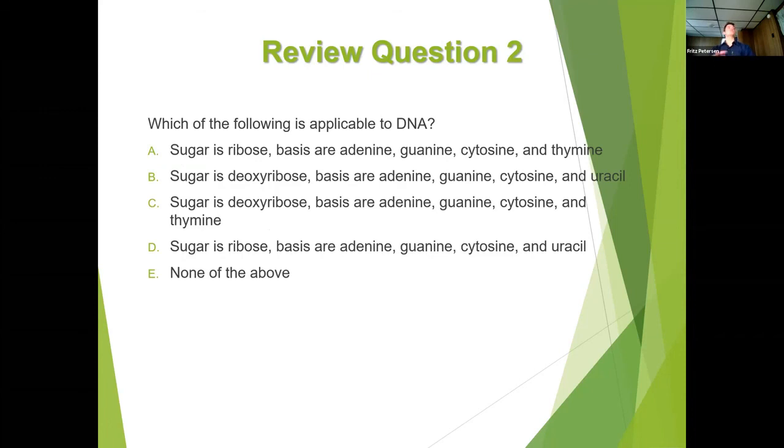Moving on to review question number 2, which of the following is applicable to DNA? A, the sugar is a ribose, the bases are adenine, guanine, cytosine, and thymine. B, the sugar is deoxyribose, the bases are adenine, guanine, cytosine, uracil. C, the sugar is deoxyribose, the bases are adenine, guanine, cytosine, and thymine. D, the sugar is a ribose, bases are adenine, guanine, cytosine, uracil, or E, none of the above. Again, I'm just going to give you 10, 15 seconds.